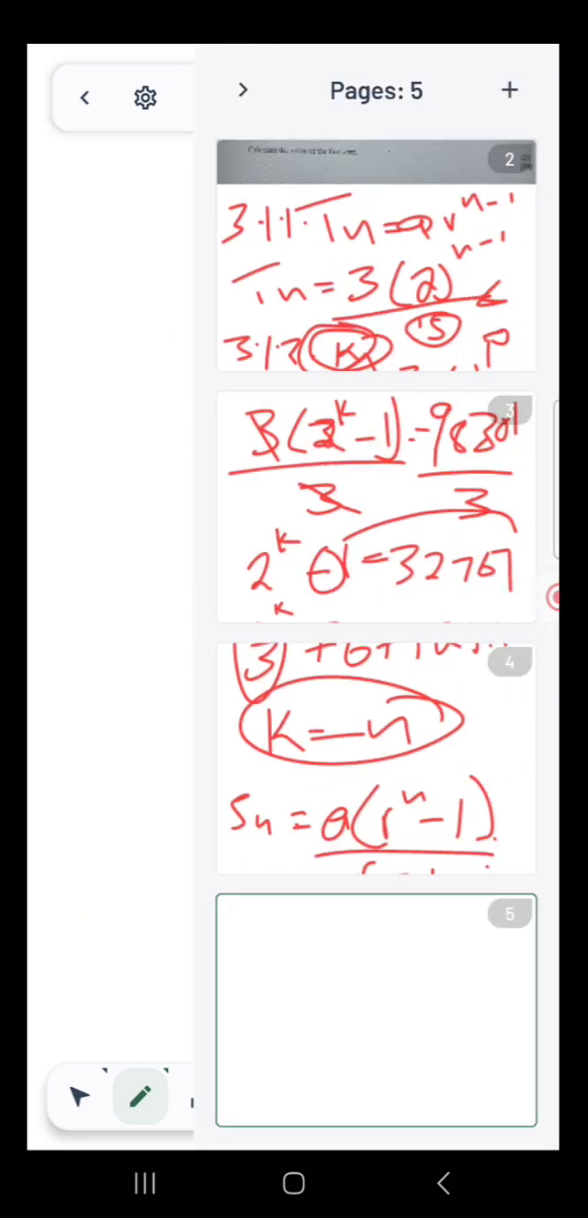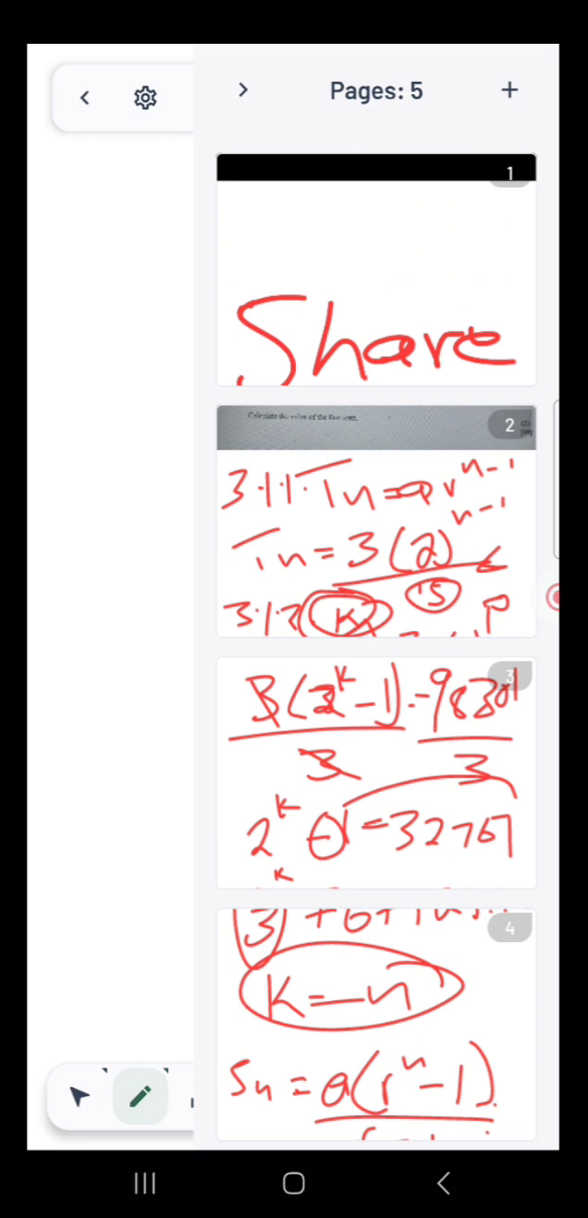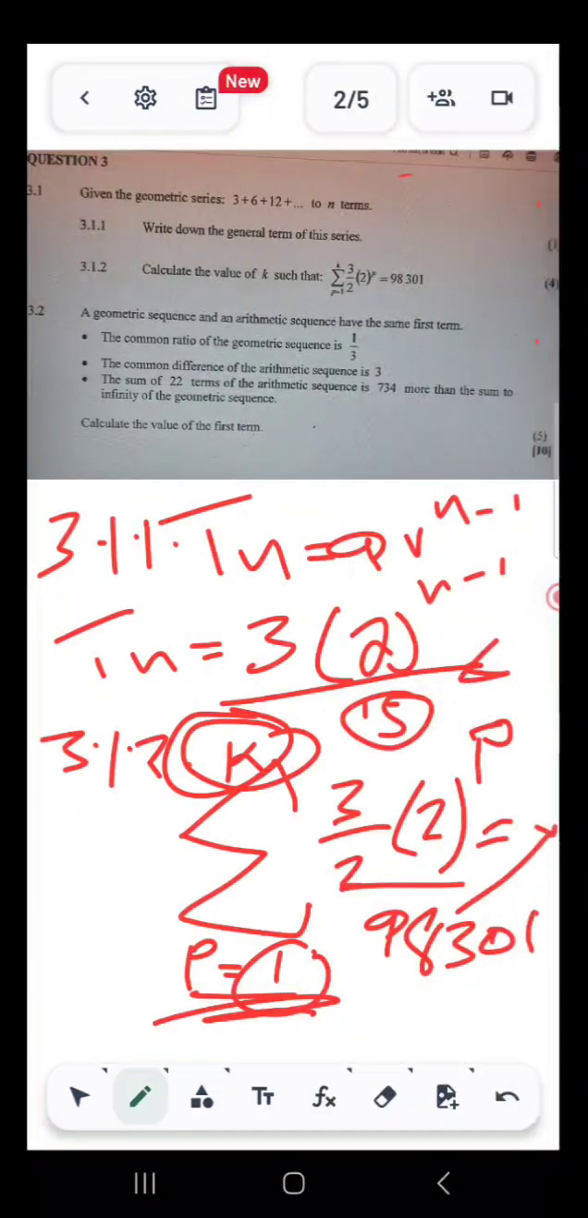Let's go to the last question. It says a geometric sequence and an arithmetic sequence have the same first term. The common ratio of the geometric sequence is 1/3. Okay, that's the first term, and that's the common ratio. The common difference of the arithmetic sequence is 3.